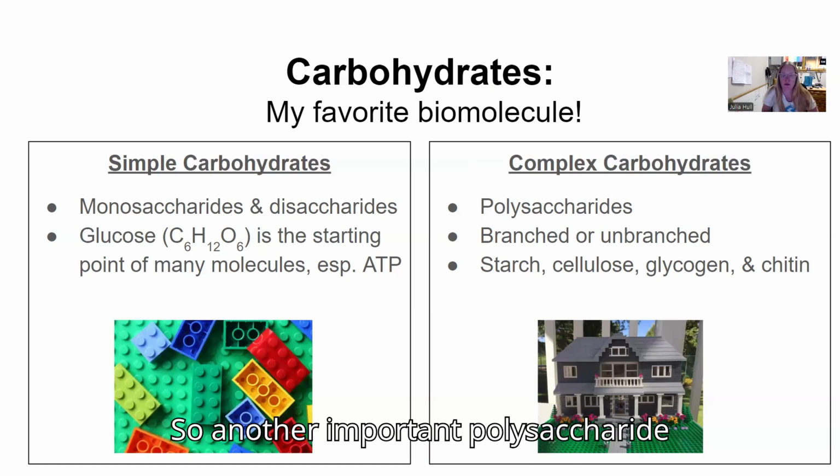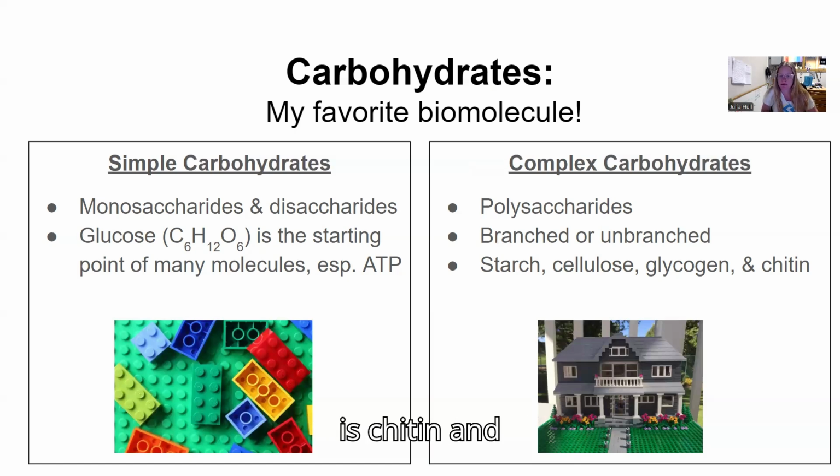So another important polysaccharide is chitin. This molecule is found in the exoskeletons of insects and also in the cell walls of fungi.